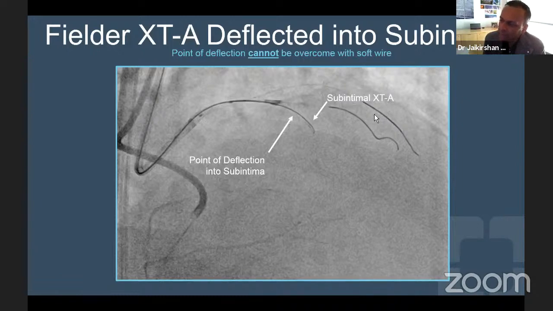And you can see that the XTA is above this contrast. The contrast is below the wire. Once this happens, the wire is in the subintima. And this really cannot be corrected with a soft polymer jacketed wire, no matter what the technology. Once this wire has gotten subintimal, you have to change your tactics. And this is where we move to the next category of wire, the more intermediate wire.